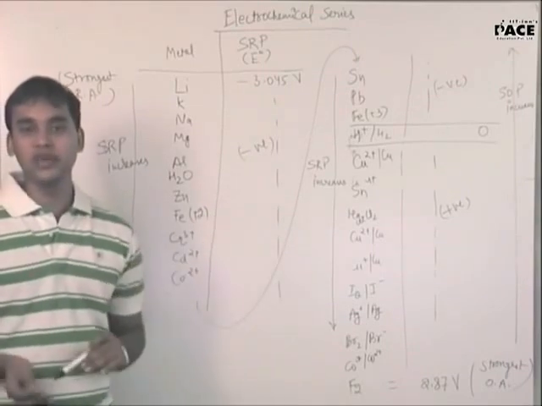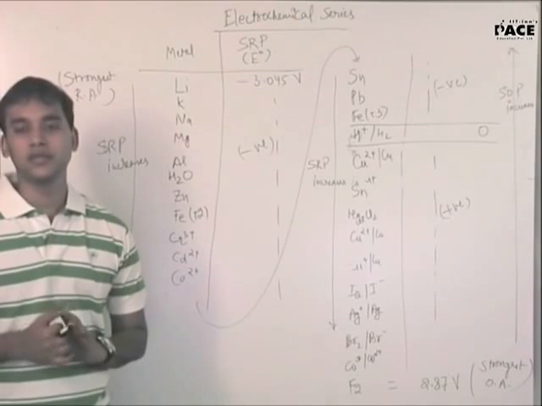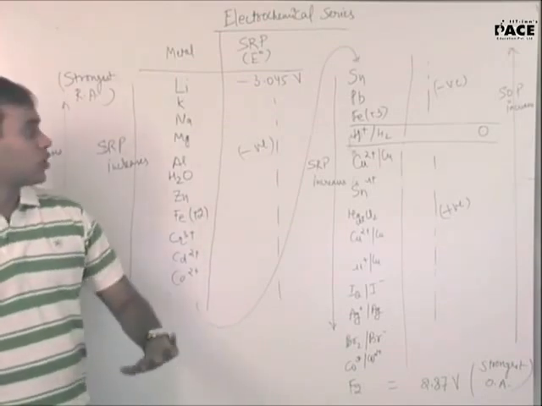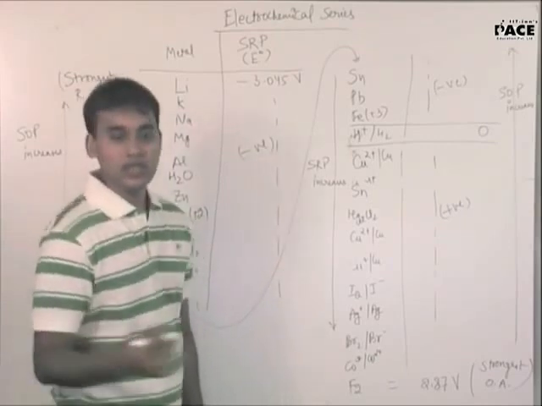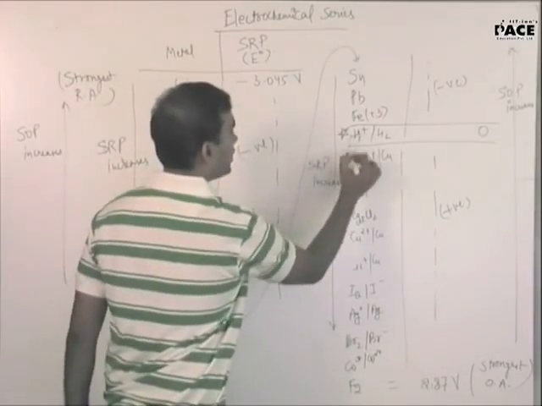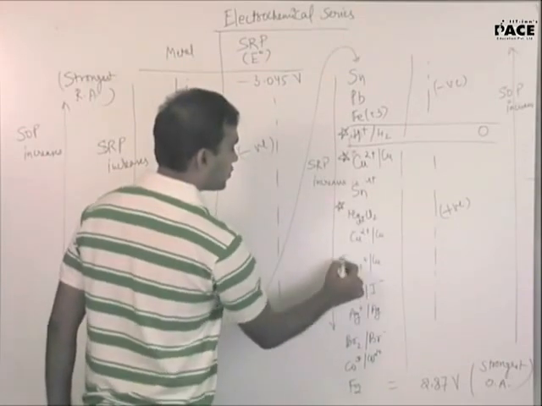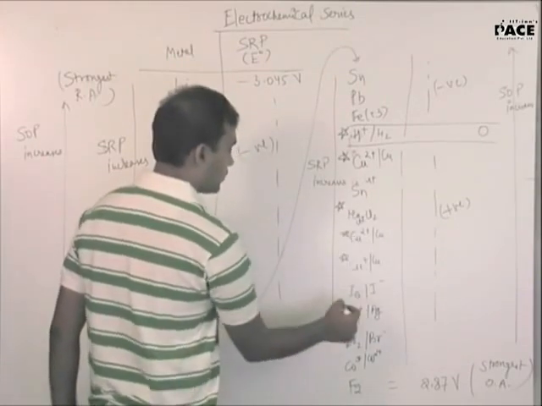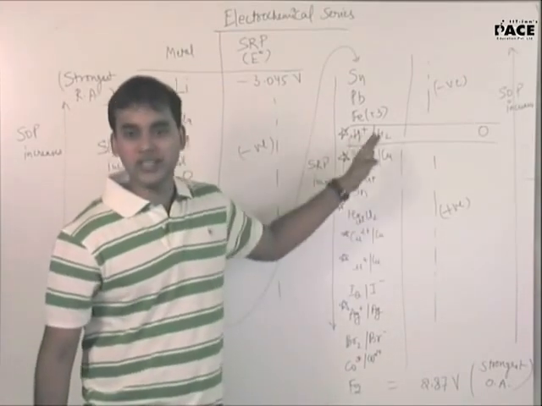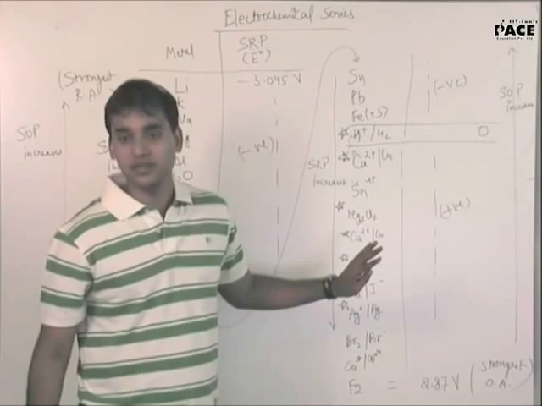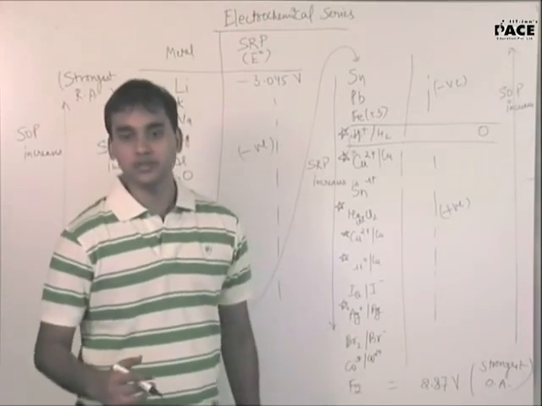You don't have to remember the values. Clear? Yes, sir. But you just need to have a fair amount of idea about a few things. For example, position relative to H plus. So I'm just star marking. You should know a bit about these things. Calomel electrode, copper. See, all the copper species are again above hydrogen in SRP. Just remember this thing. Not the values, only the positions.